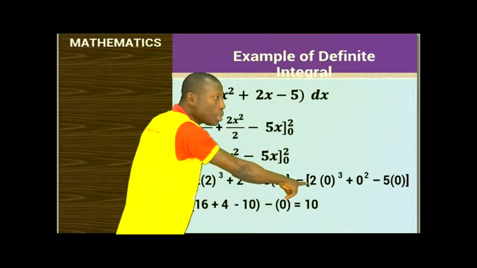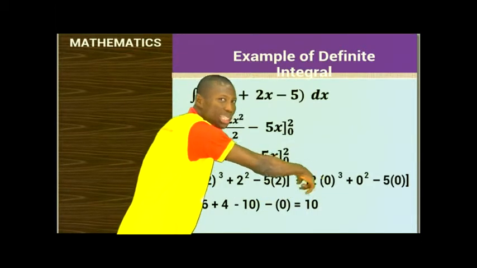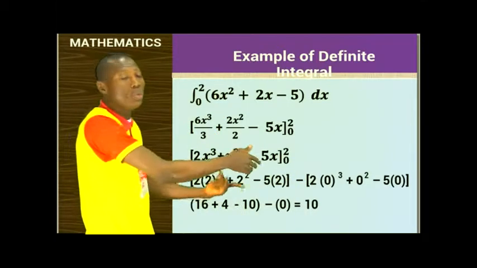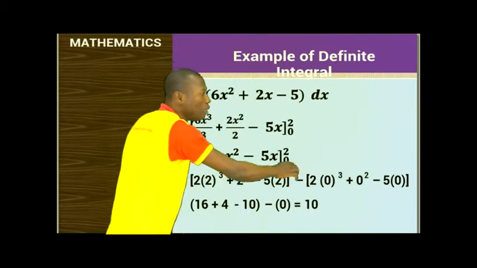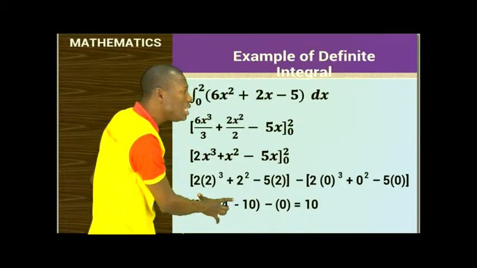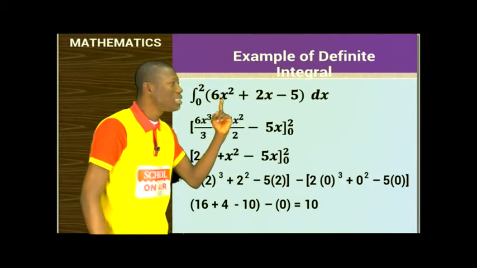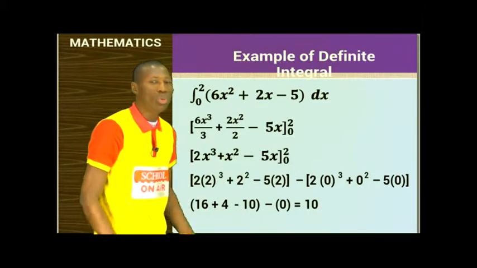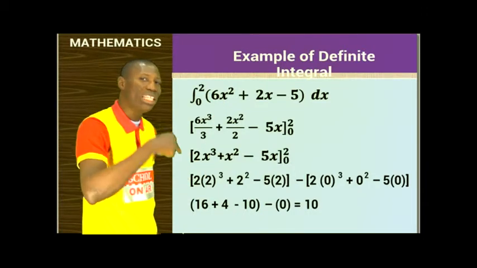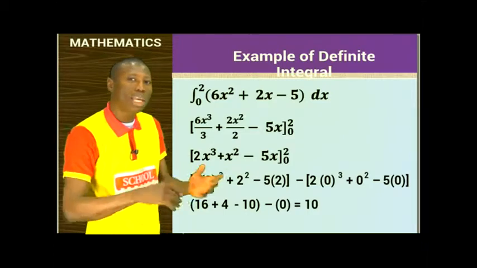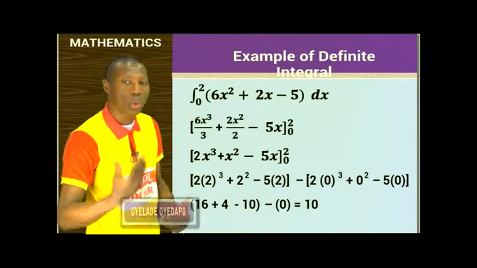Then minus, I put 0 inside. Actually, I know that this 0 will be equivalent to 0. So at the end of the day, if you solve all this one, I have 0. So this value minus 0 is equal to 10. So the answer for this integral is 10. We have a definite answer here, unlike the indefinite integral when I have something like something x plus something.